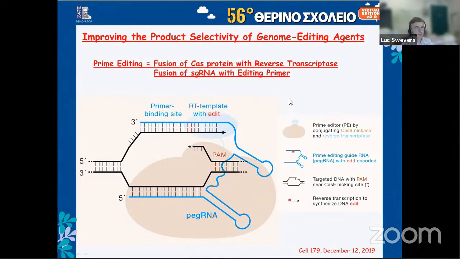Another improvement in the genome editing agents is the use of prime editing. In this case, the CRISPR-Cas system is improved by two fusions: the fusion of the Cas protein with a reverse transcriptase, and the fusion of a single guide RNA with an editing primer. I don't have time to really go into the detail, but this is a very flexible system, and it will allow to incorporate several different small changes in the genome in one go, like one base pair change in combination with a small deletion or a small insertion, and so on. So this allows more complex changes in the genome.